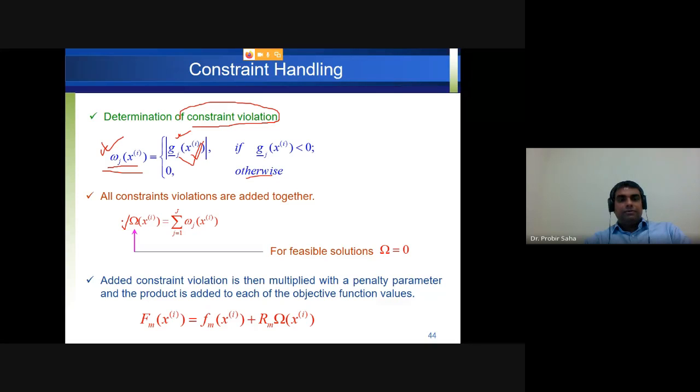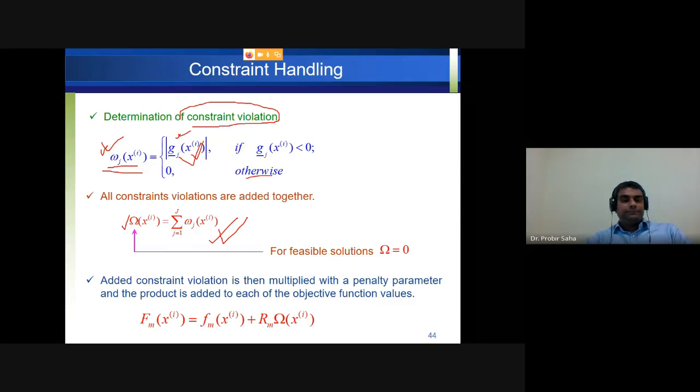Now, what I have to do is add all the constraint violations. So I have a constraint violation for G1, and I have a constraint violation for G2. For G1, we have to check whether it is less than 0 or greater than 0. If it is less than 0, I have to take the mod value. If it is greater than 0, it will simply be 0. Then I have to do it for G2. Again, I have to check this. Now I have to sum it up. So this is the amount that has to be added to each and every existing fitness function.